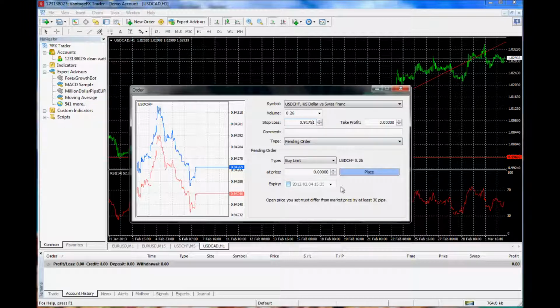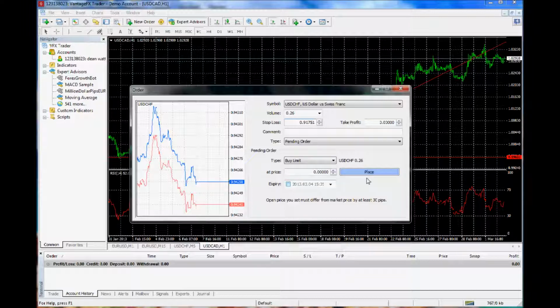Now what we've got here is an expiry date. We need that because we can basically say, well, do we only want it for a short period of time? Do we want it to last a week? It all depends on what time frame you're trading as well. If you're trading in days, you may want to open for a couple of weeks. If you're trading in minutes, you may only want to open for an hour or so. So it's purely up to you.